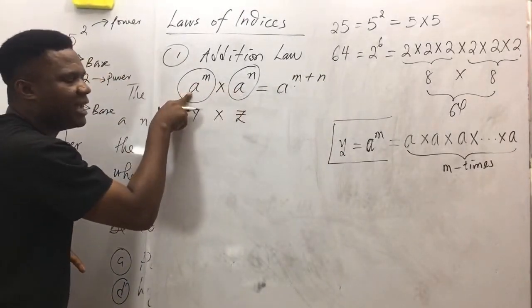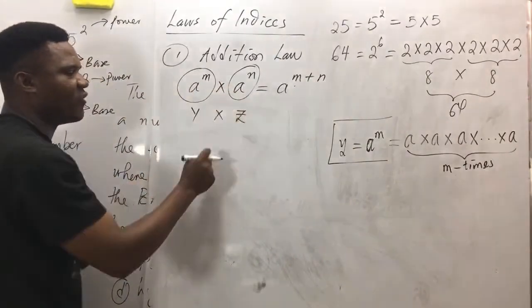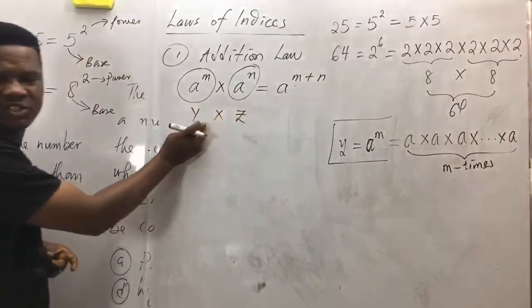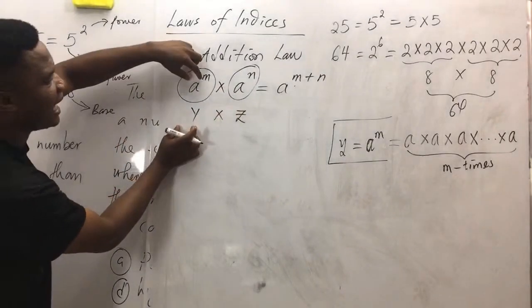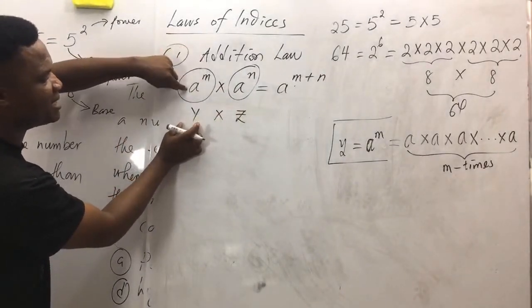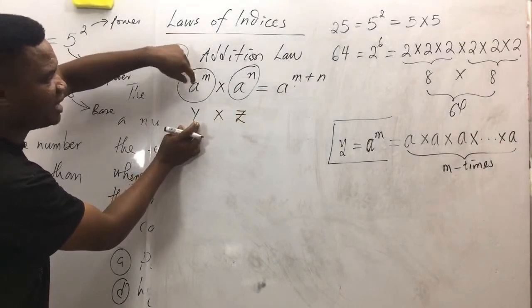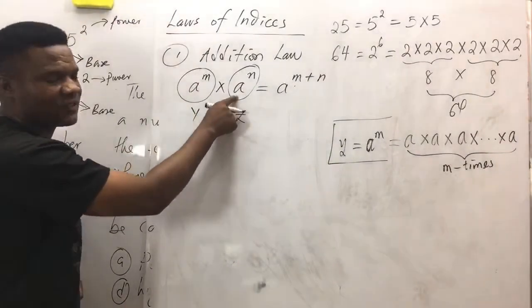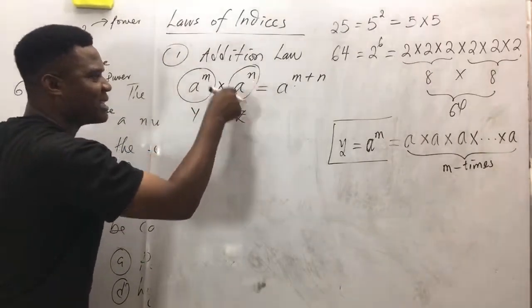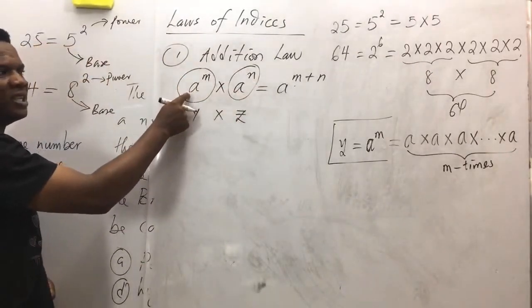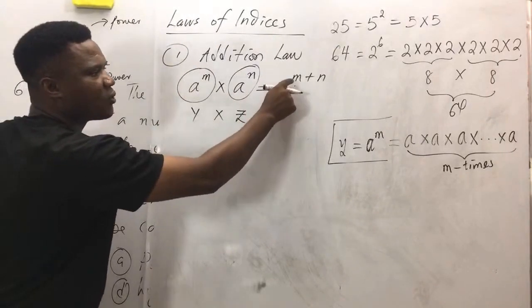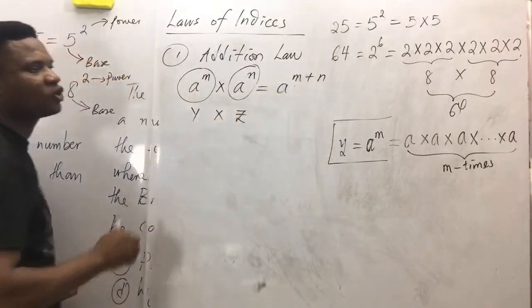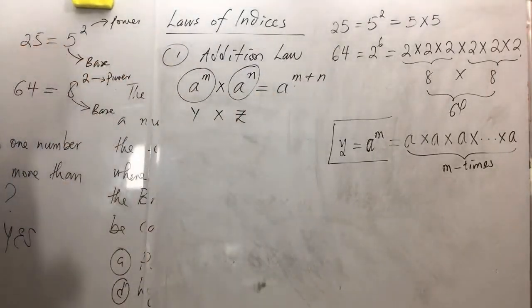Take note, a is the base here and a is the base. So if it is possible to write y, this number, in index form such that the base is a, having a raised to the power m, and you can also write z in index form as a raised to the power n, the same base as the index form of y, then the result will be a raised to the power m plus n. So this law is called the addition law.